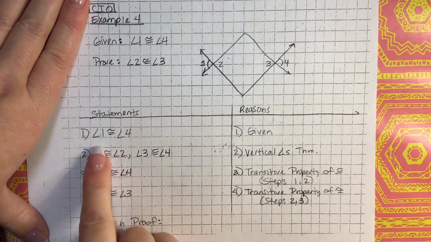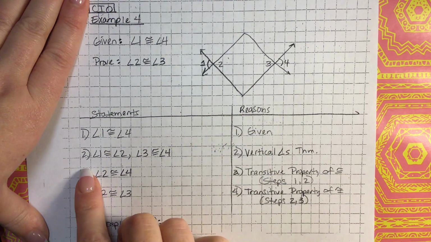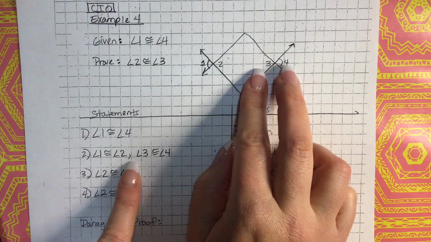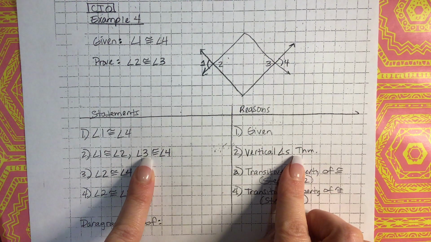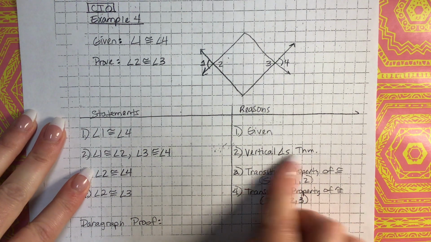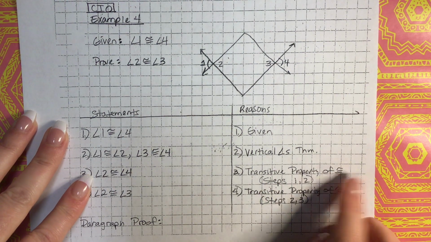So we started with the given information. Angle 1 is congruent to angle 4, right? That's given. And then we have angle 1 is congruent to angle 2, right? And angle 3 is congruent to angle 4 by the vertical angles theorem. Now let's see what they did. They said that angle 2 is congruent to angle 4 by the transitive property of congruence.